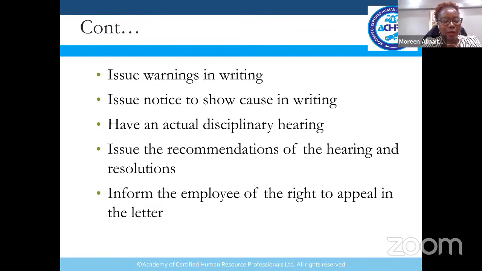So I will give you an advice that when you do the disciplinary hearing, make sure the employee signs the minutes before you make the decision to terminate. Most times, HR managers call for disciplinary hearings after they have already made the decision to terminate, and whatever is said in the disciplinary hearing does not matter because they already made the decision. So I advise that after the disciplinary hearing, make sure you do the minutes.